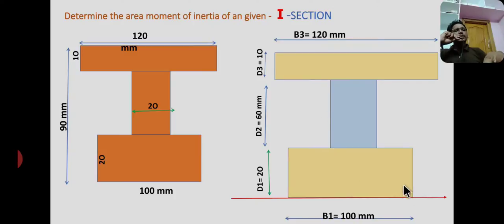Now I am considering the reference axis, that is the x-axis at the bottom edge, and the given I section is symmetric about this vertical line. So I am considering the y-axis at the middle section. So therefore this is the y-axis.